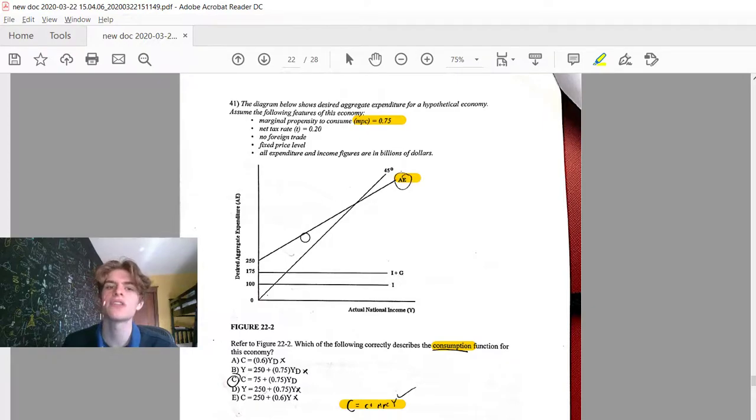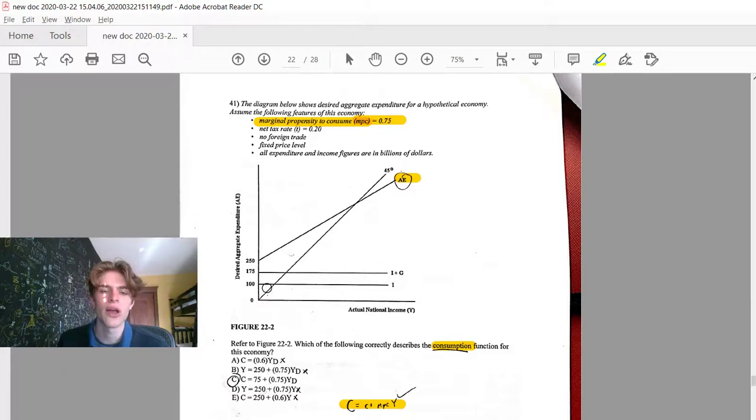So the slopes of the AE and the consumption function won't be the same. Because it already gives you the marginal propensity to consume as opposed to spend, this line here doesn't have a slope of 0.75. It's going to be something different, because it's going to be 0.75 times 0.8, which is 0.6. So it'll actually be a little less sloped. This line has a slope of 0.6, and our consumption function would be a bit higher.